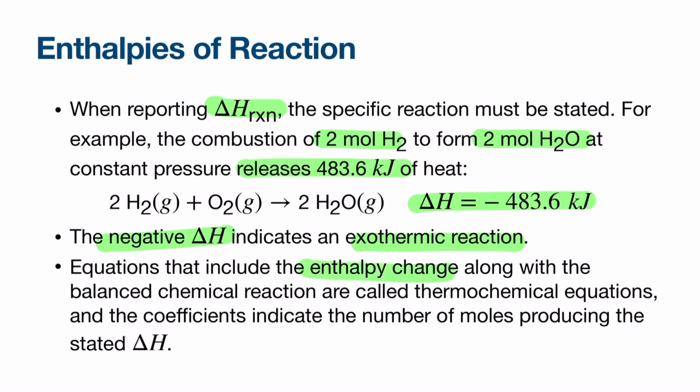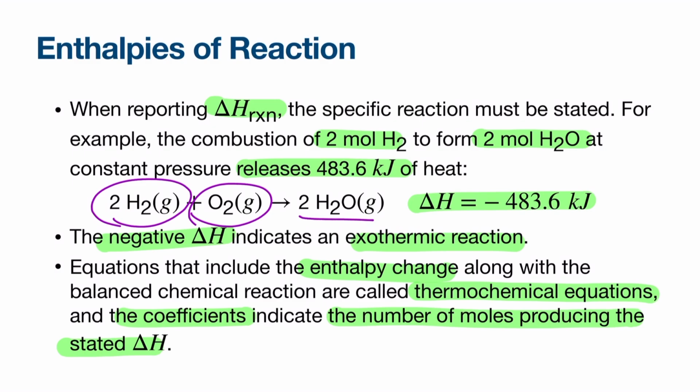When we include the enthalpy change in a chemical reaction, it is what we call a thermochemical equation. The numbers in front of the chemicals, the coefficients, indicate the number of moles producing the stated delta H. Or, in other words, it tells us how many moles were used to produce that amount of heat. So again, for example, 2 moles of hydrogen gas reacting with 1 mole of oxygen gas produce 2 moles of water vapor and release 483.6 kilojoules of heat.